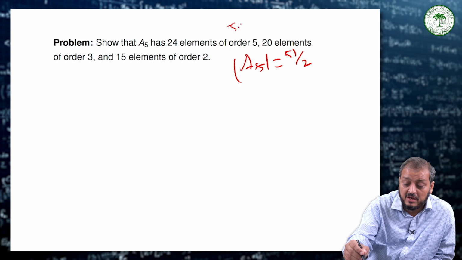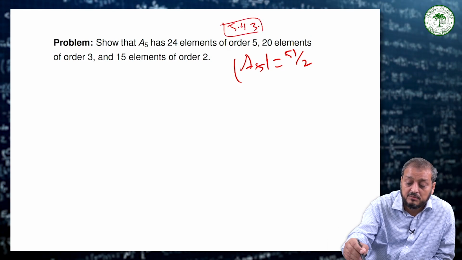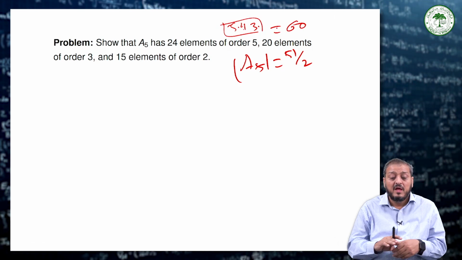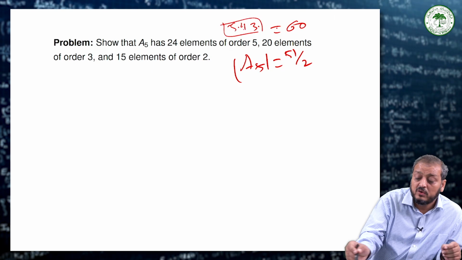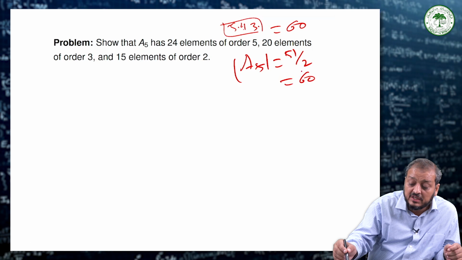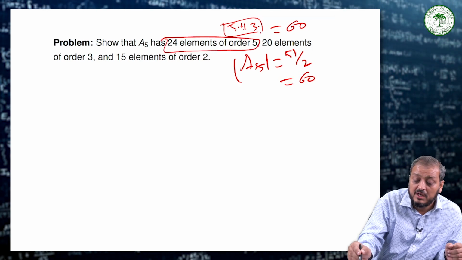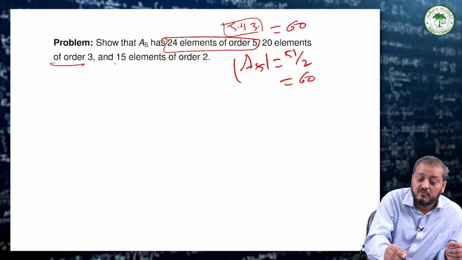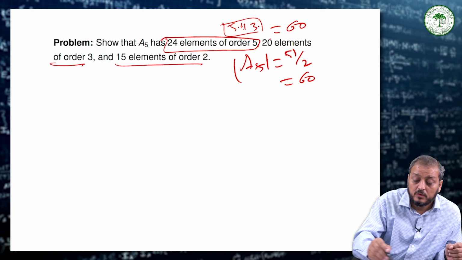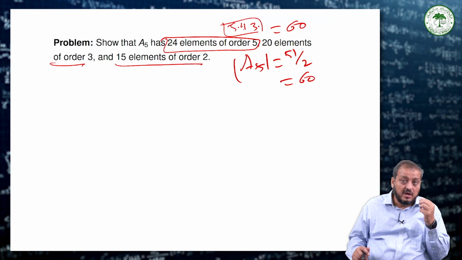This is 5 times 4 times 3, and the total number you have is 60. So we just said that the total size of A5 is equal to 60. In this 60, he is saying that there are 24 elements of order 5, 20 elements of order 3, and 15 elements of order 2. And of course there is one more element, the identity.